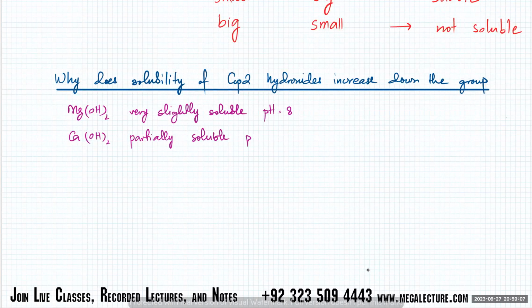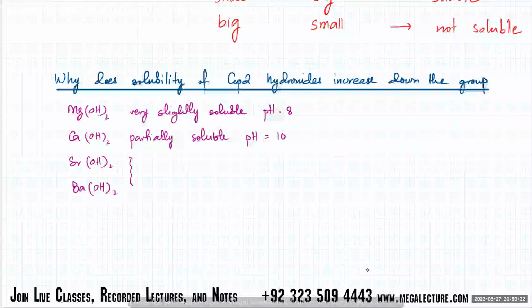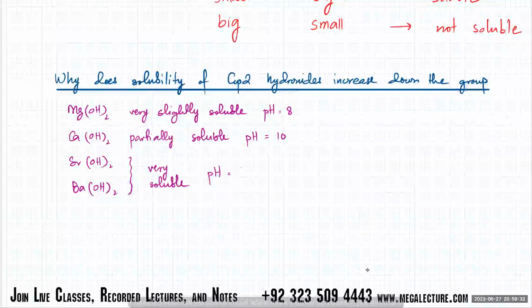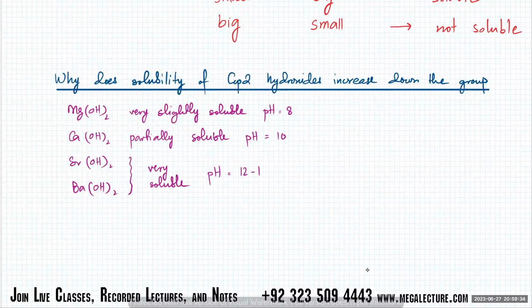Iska pH hoga na, that's going to be around 10. And then you've got the bottom two, they're very soluble. Strontium hydroxide and barium hydroxide is even more soluble. So these two are very soluble. So their pH is going to be 12 to 14.